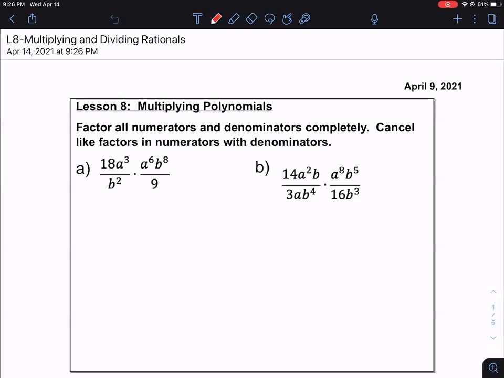So when it comes to multiplying polynomials, we're going to factor everything completely. And then we're going to cancel factors in numerators and denominators. And we're also going to be able to cancel across from each other. Now for A and B, these are special cases because these are monomials. So I'm going to give you guys a suggestion when you have monomials. Multiply everything first.